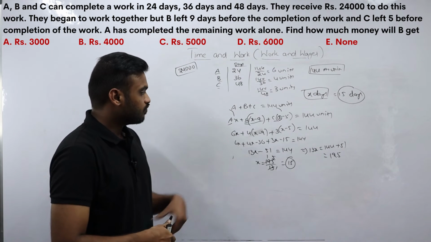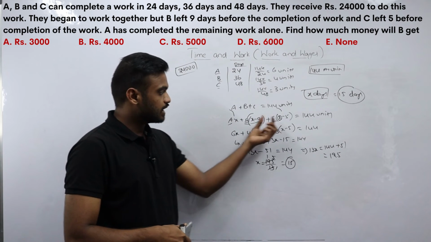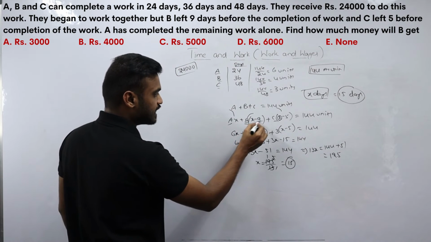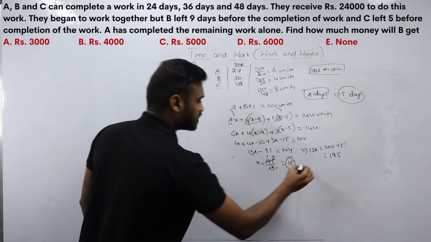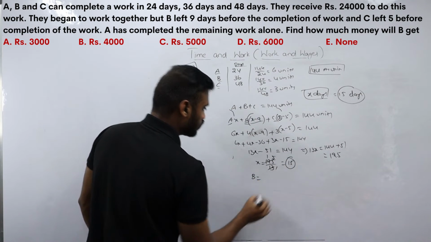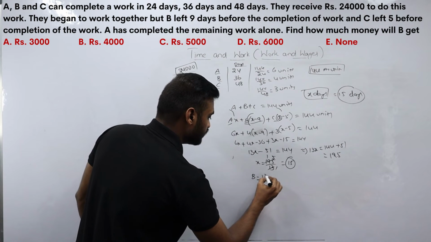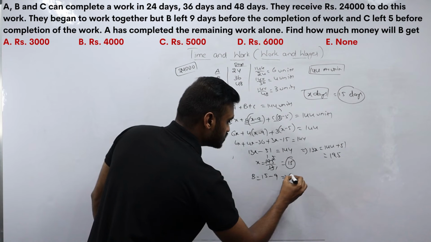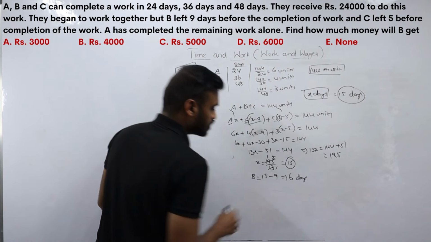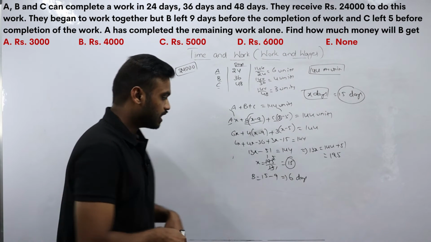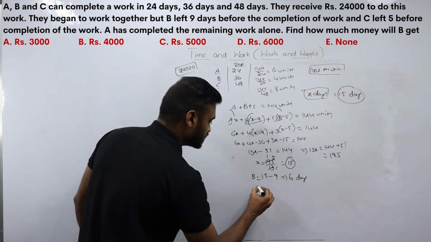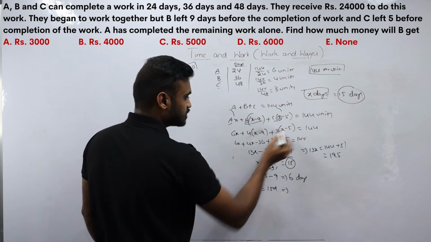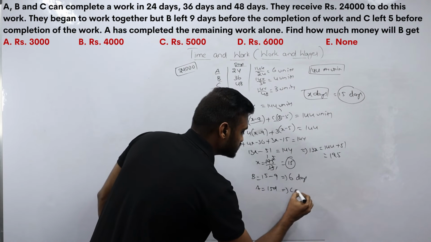Now I can get the time worked by A, B and C individually to complete the work. B is working for only x minus 9 days, that is 15 minus 9 days, which is 6 days. A is working for the complete 15 days. And C is working for x minus 5, that is 15 minus 5, 10 days.